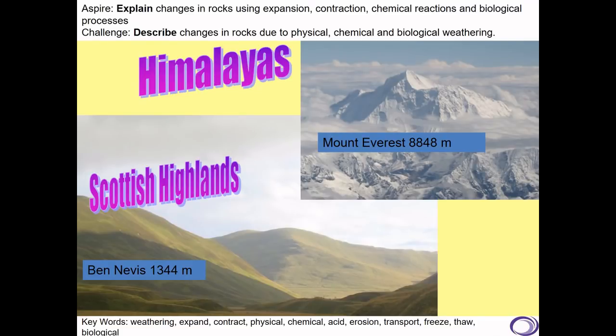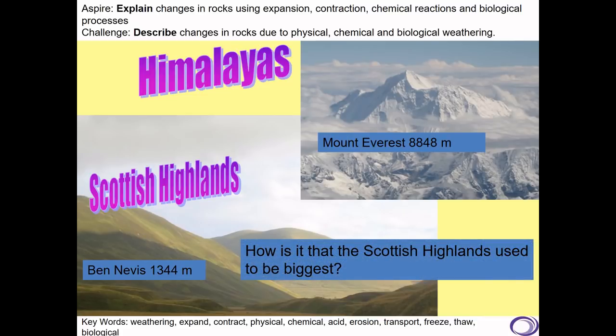So we go back to that original question that I set you. We know that Mount Everest is currently far, far taller than Ben Nevis, but we also know from scientists that at one point Ben Nevis and the Scottish Highlands were actually taller than the Himalayas. And so therefore we go back to that question, how is it that the Scottish Highlands used to be bigger?